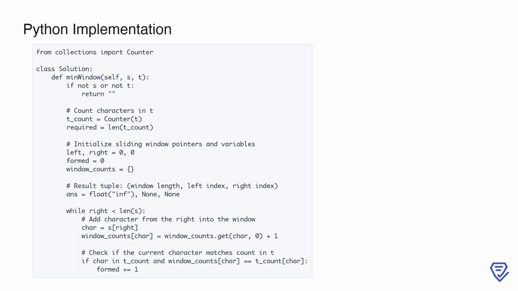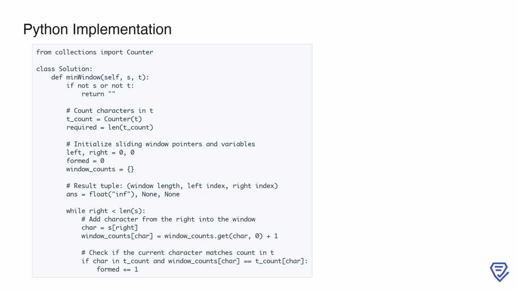Here, we start by importing the Counter class from the collections module, which will help us count the frequency of characters in the string T. Inside the Solution class, the min_window method is defined to find the minimum window in string S that contains all the characters in string T. The first step is a base case check. If either S or T is empty, we immediately return an empty string, as no valid window can exist.